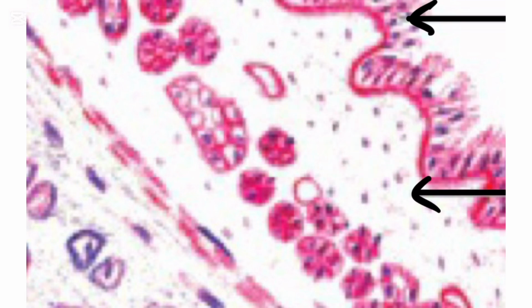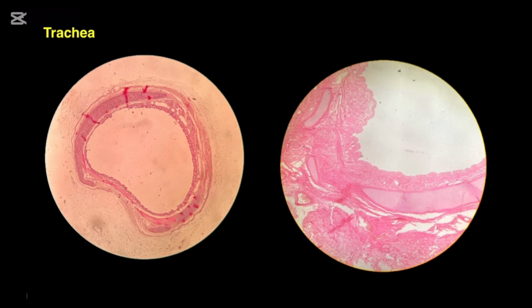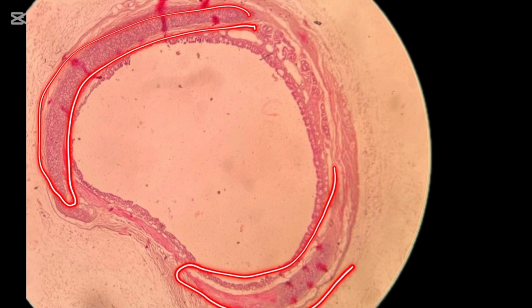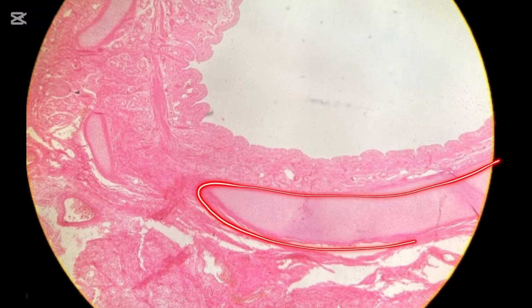So serous demilune. Alright, then there's your hyaline cartilage with free end connected to trachealis, and outside that's adventitia. Adventitia contains blood vessels. Here's the histological slide. There's your C-shaped hyaline cartilage, the free end of which is connected with trachealis muscle.